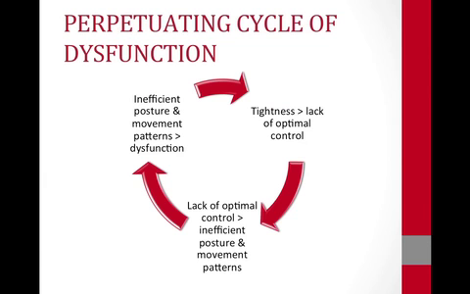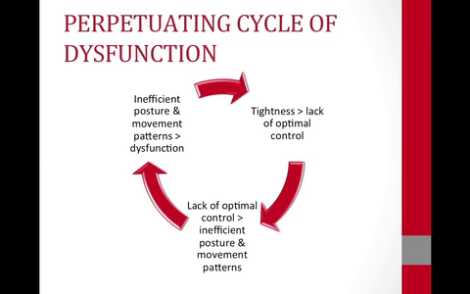So the tightness creates a lack of optimal control. When our clients are tight, as we said, it signifies that they have a lack of optimal control. The lack of optimal control then leads into these inefficient posture and movement patterns. And the inefficient posture and movement patterns then lead to our client's dysfunction. And where the weak link in their kinetic chain is, that's where they have the problems.